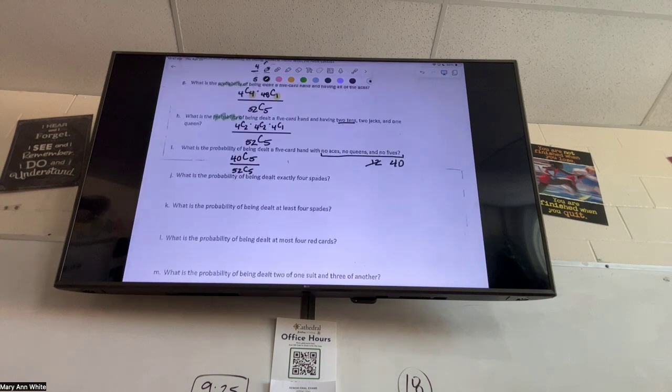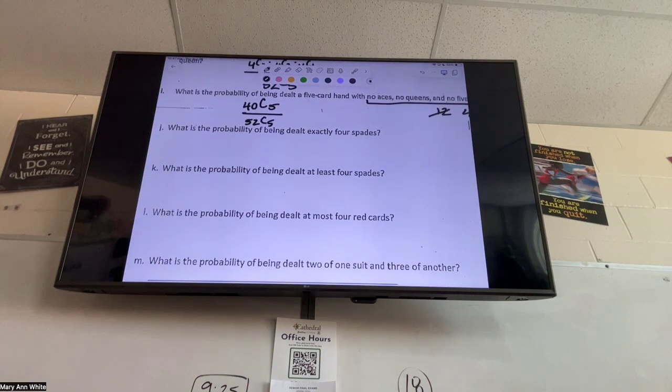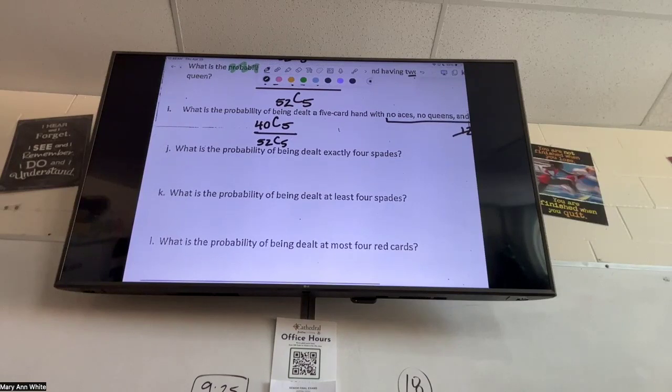You guys are doing so good. Okay, the last few are pretty similar. What's the probability of being dealt exactly 4 spades? How many spades do I want? Or how many spades are there? 13, and I want 4 of them. Sorry, I changed my question. There are 13, I want 4 of them.